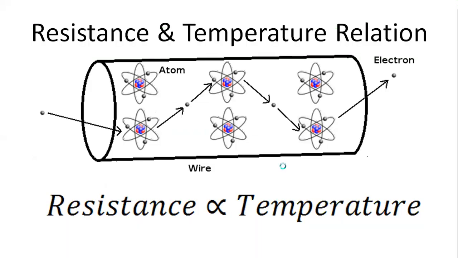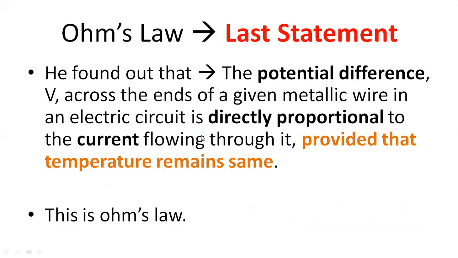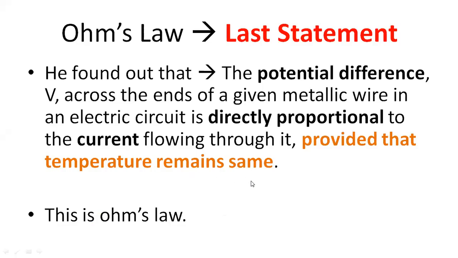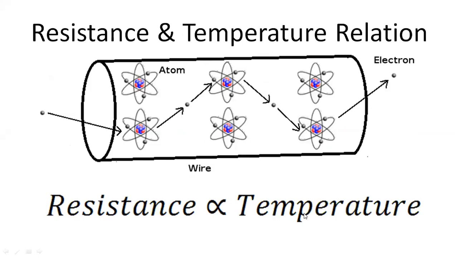Now focus on Ohm's law. I told you in Ohm's law the relation was that potential difference is directly proportional to current, and that time I told you to just remember the last thing and we will discuss it later. The last part I have highlighted for you: in Ohm's law it was said to maintain the temperature, that temperature remains constant, only then potential difference and current will remain the same. Now why did Ohm say that temperature should remain the same? Because if temperature changes, resistance changes, and if resistance changes, current will change.